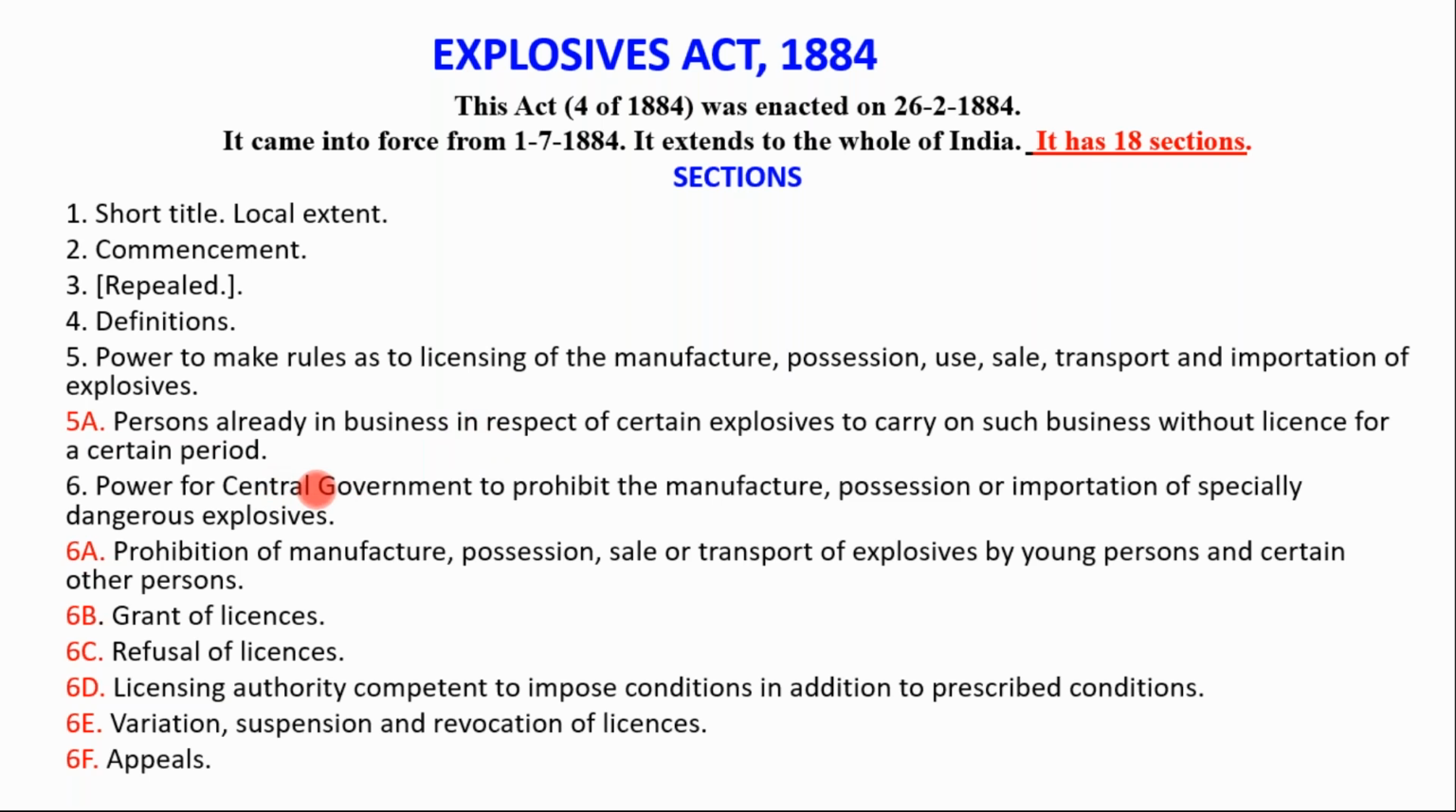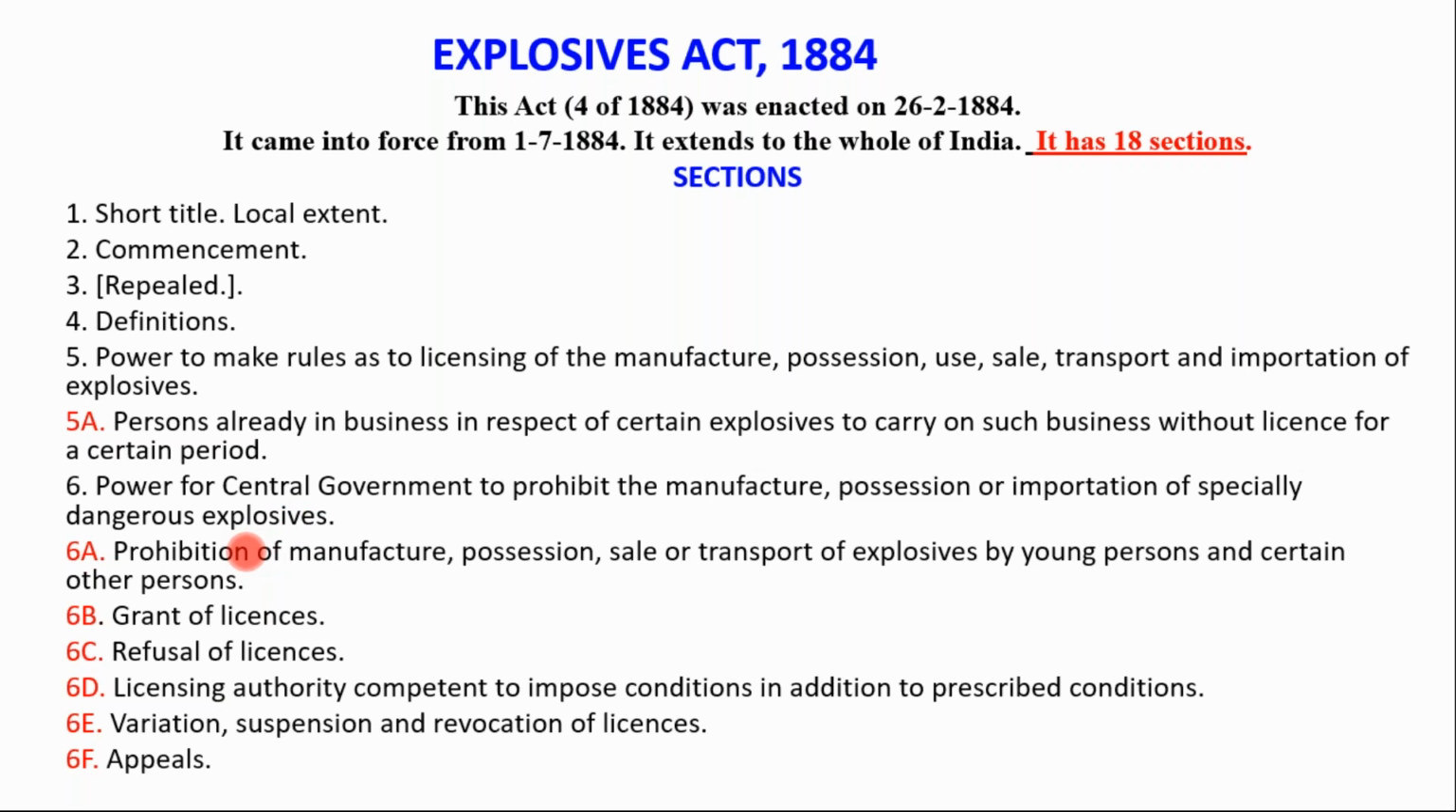The sixth one is power for the central government to prohibit the manufacture, possession or importation of specially dangerous explosives. When we talk about explosives, there are different types of substances or chemical substances given under the definitions in section 4, but it is specific that dangerous explosives are also mentioned. So it is the power of the central government only to prohibit their manufacture, possession or importation.